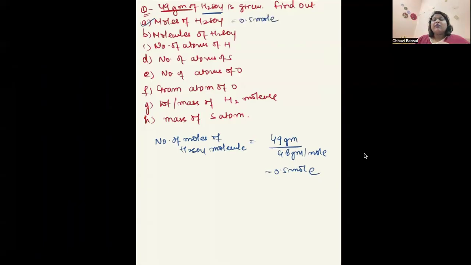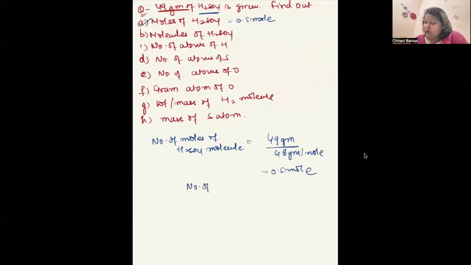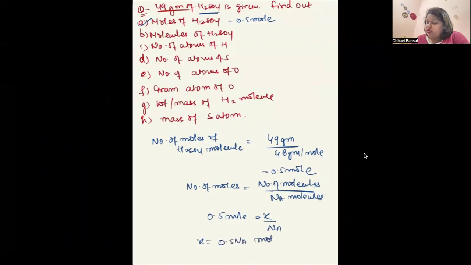Now, if we know the number of moles, we can find out the number of molecules. What we have to do is number of moles equals number of molecules divided by Na, right? This is the formula. We have 0.5 mole equals X upon Na. So X is equal to 0.5 Na molecules of H2SO4. So here it is 3.011 into 10 raised to power 23 molecules. Right? Simple.